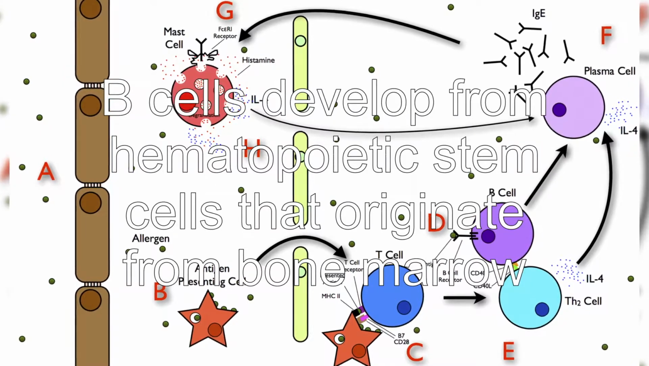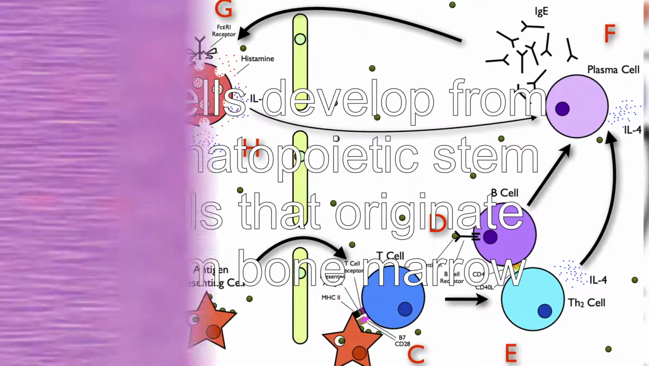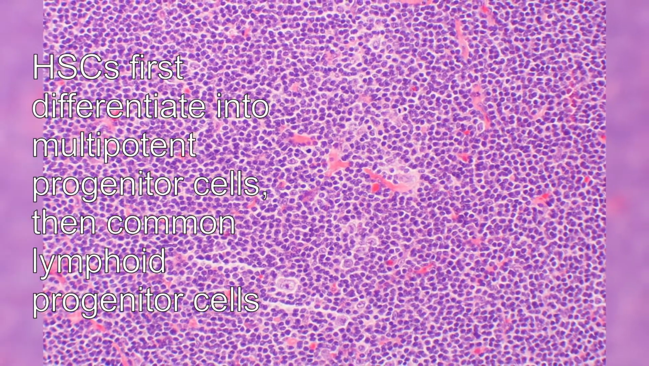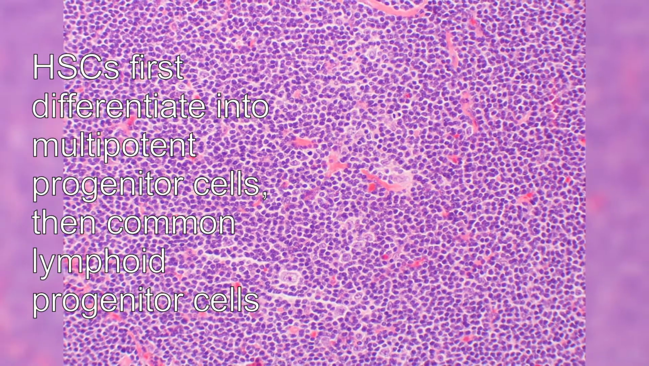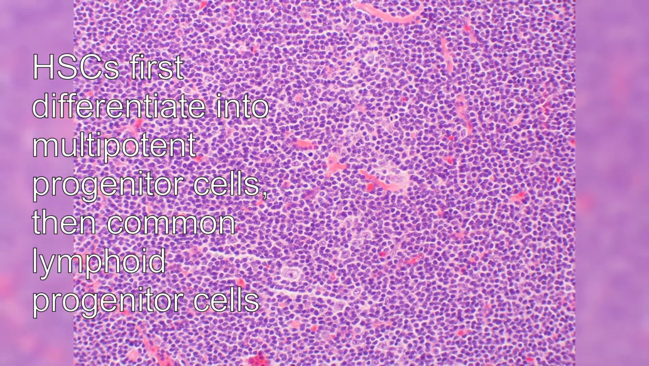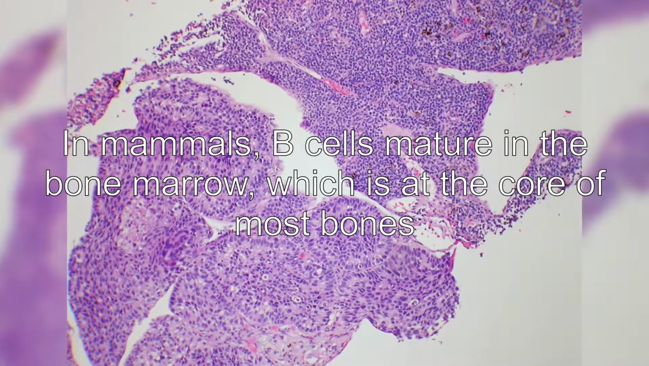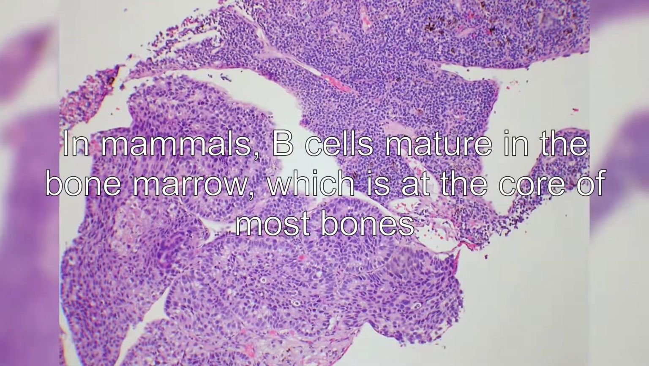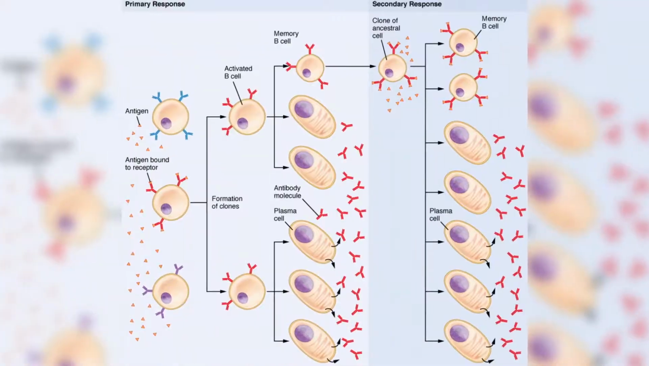B cells undergo two types of selection while developing in the bone marrow to ensure proper development. Positive selection occurs through antigen-independent signaling involving both the pre-BCR and the BCR. If these receptors do not bind to their ligand, B cells do not receive the proper signals and cease to develop. Negative selection occurs through the binding of self-antigen with the BCR.